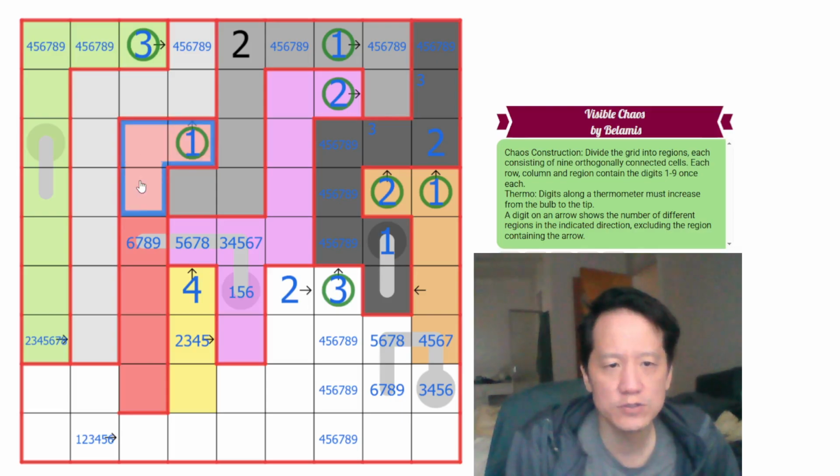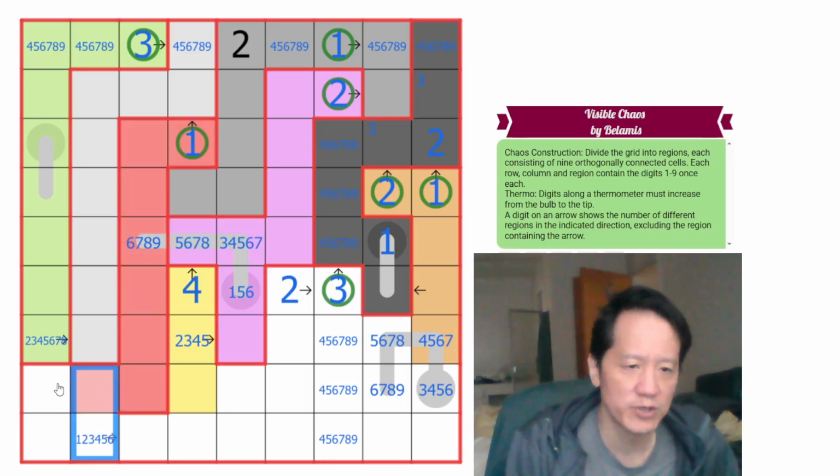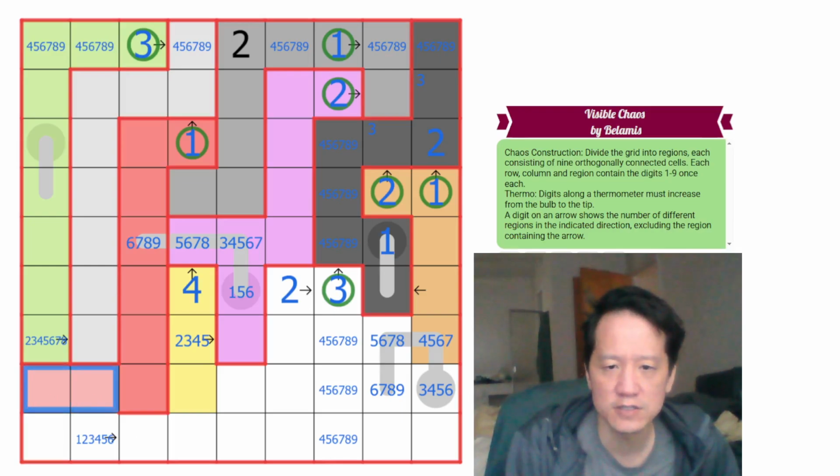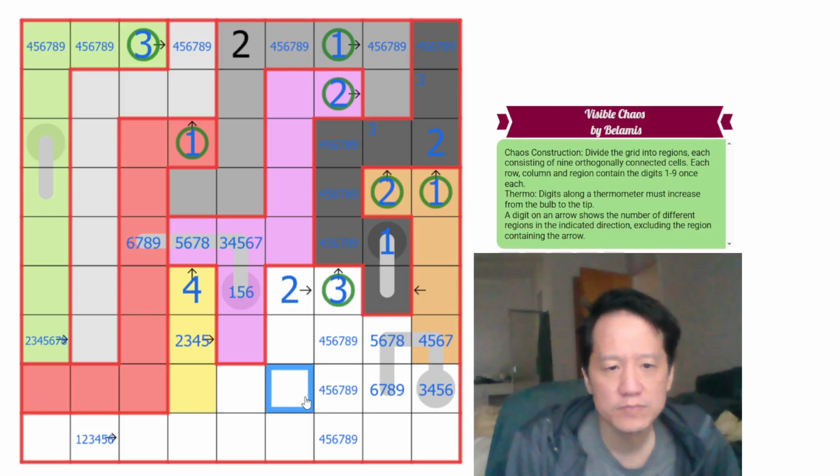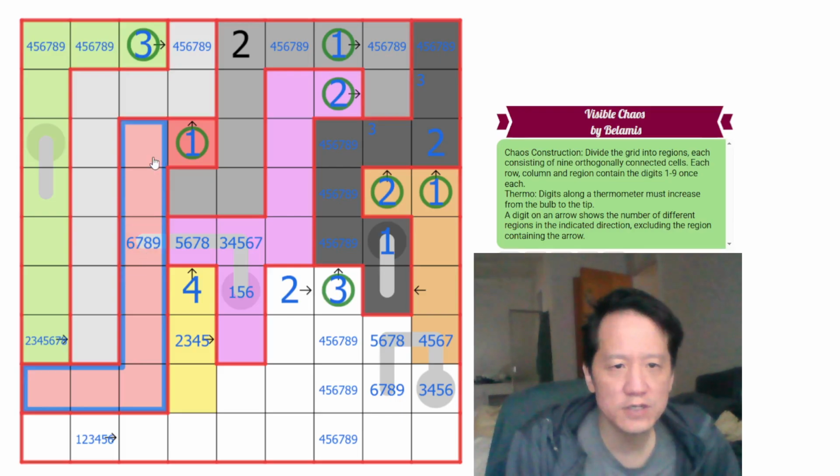So this is 1, 2, 3, 4, 5, 6, 7, 8. And again, it can't close off this way because then that's 2 cells that would not have a region. So this one has to continue here. This has to be part of, well, it doesn't have to be part of yellow. It could be part of blue. We actually don't know. So this region's done.